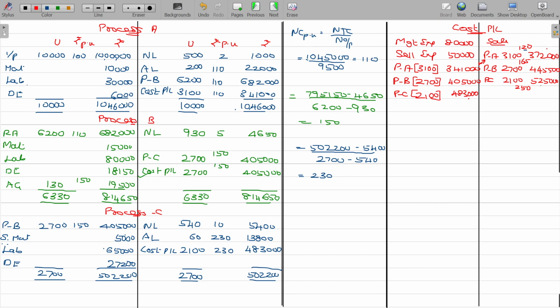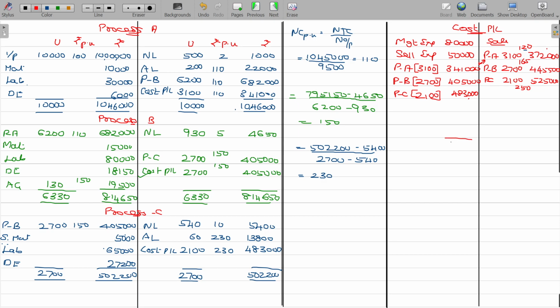Similarly, find the gain in each process and ultimately put it on the credit side of the costing P&L account. Apart from that, before you close the costing P&L account, it's your duty to prepare the normal loss, abnormal gain account, and if there is any difference, then it will be transferred to the costing P&L account. Right.